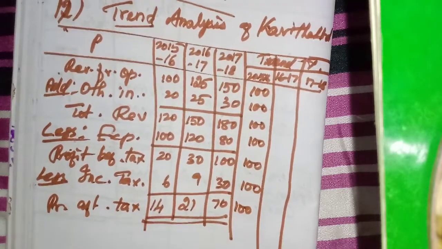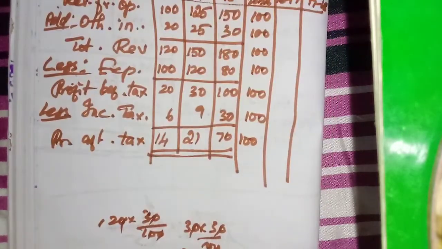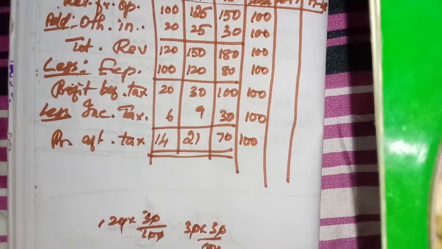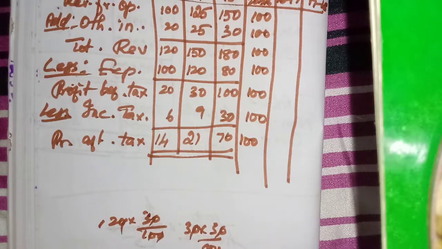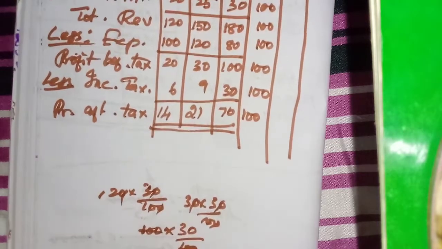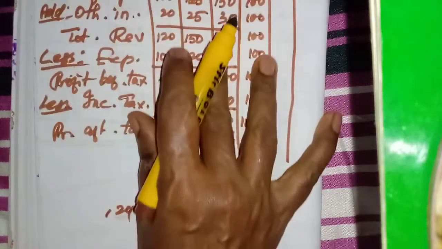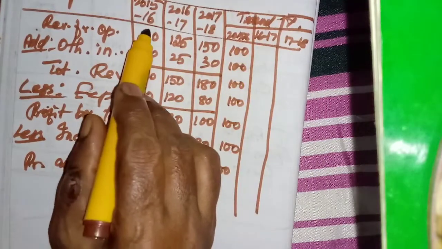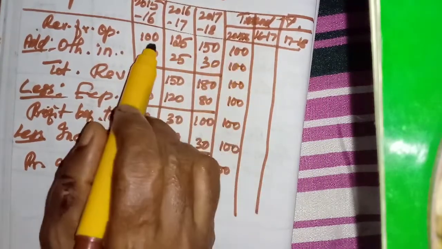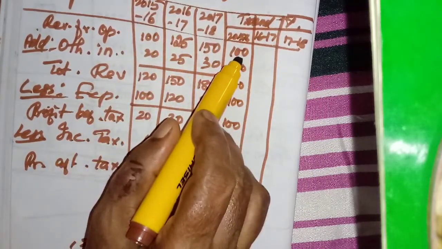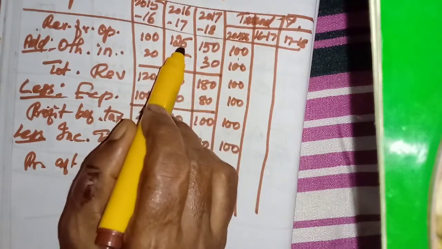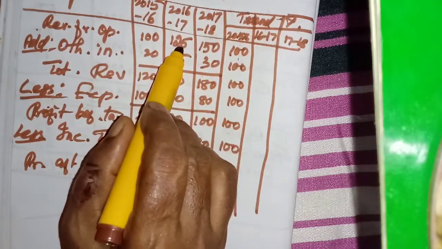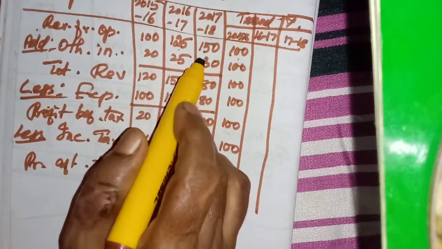Okay, now we have to calculate. For 16, 17 only we are going to calculate, isn't it? This one, for which one? 100. This one. For 15, 16 it is 100. Then for 125, how much will come?